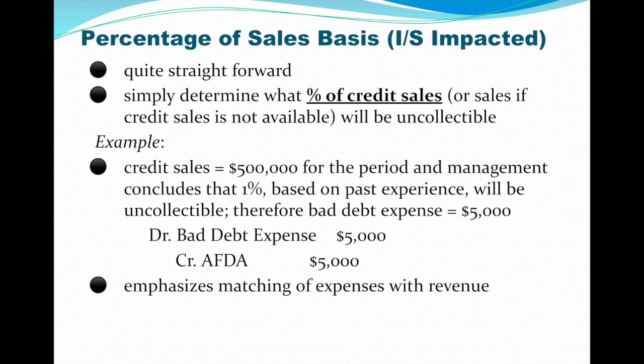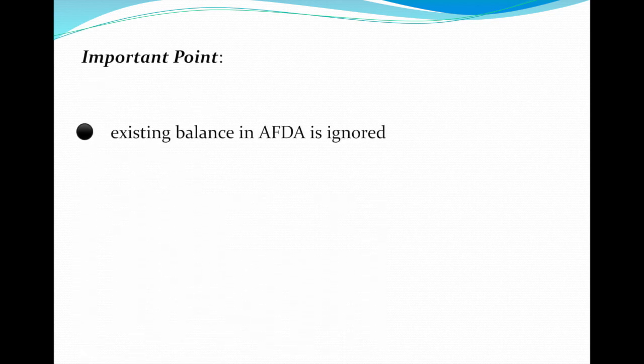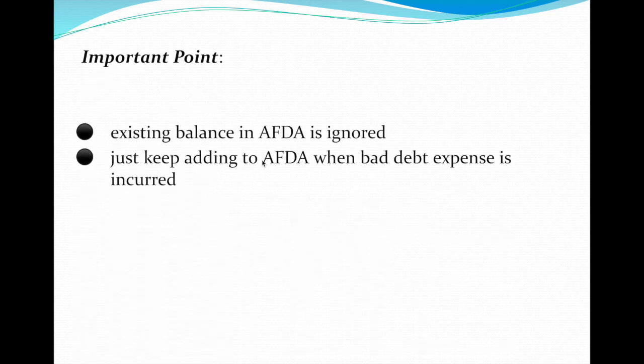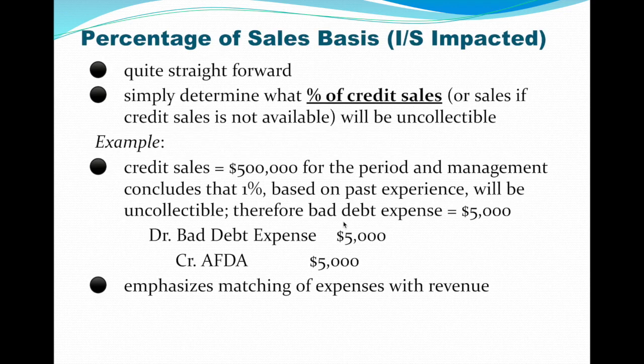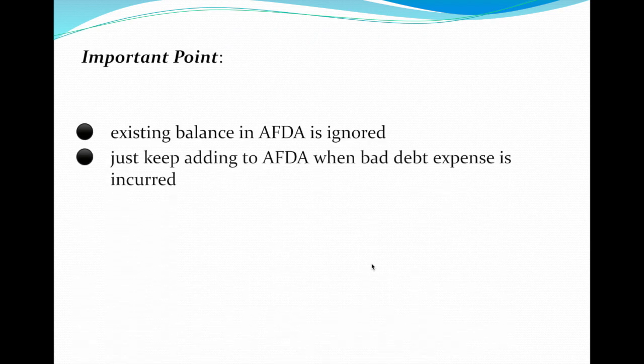And so by doing this, you're matching your expenses with your revenue, which is nice as far as the matching principle goes. When you're actually doing this and when you're recording this in the AFDA, you don't take into consideration how much allowance you have left, say from previous periods or previous statements. You just keep adding. So that in a way, that's what makes this the simple method, is that you're just adding on the percentage that you believe will be uncollectible to whatever balance is in the AFDA.